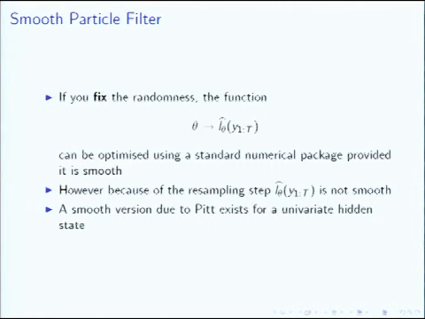You can think of this as defining a mapping from the parameters to an estimate. And if this mapping is smooth, you can optimize it using a standard numerical package. And Mike Pitt has a nice idea to smooth the discontinuities introduced in a particle method because of resampling, but it only works for a univariate case, so we're not really going to use it.